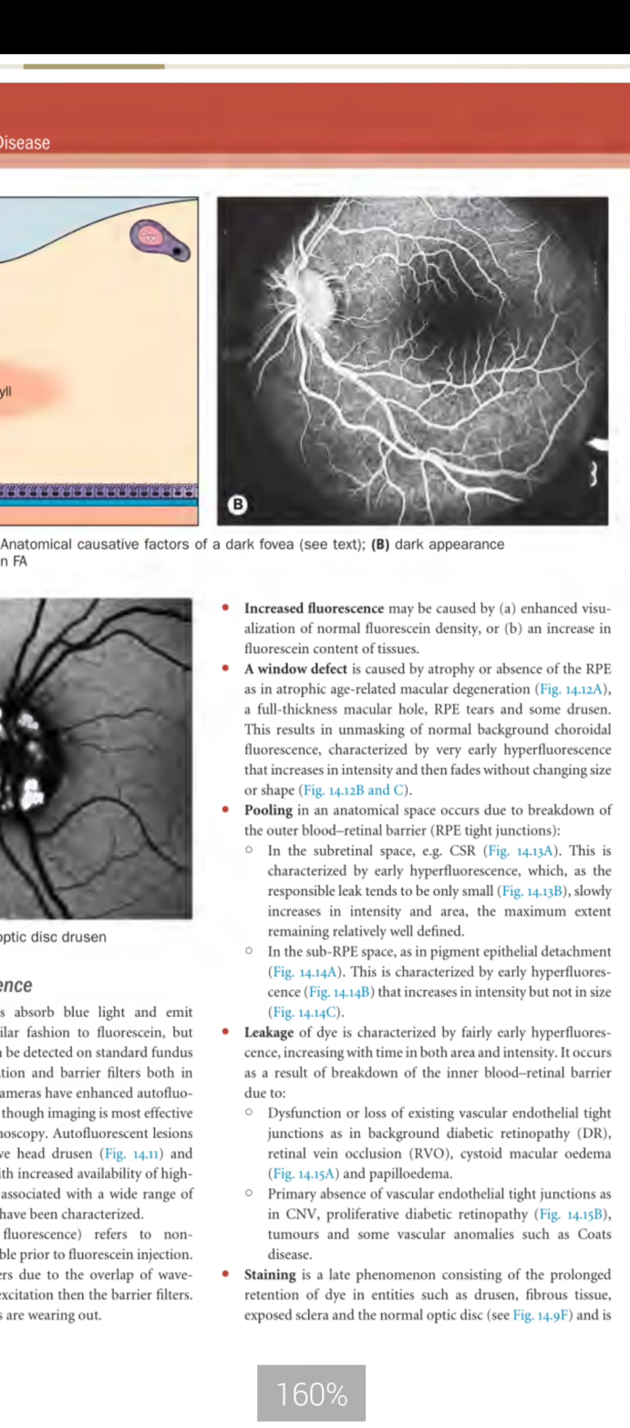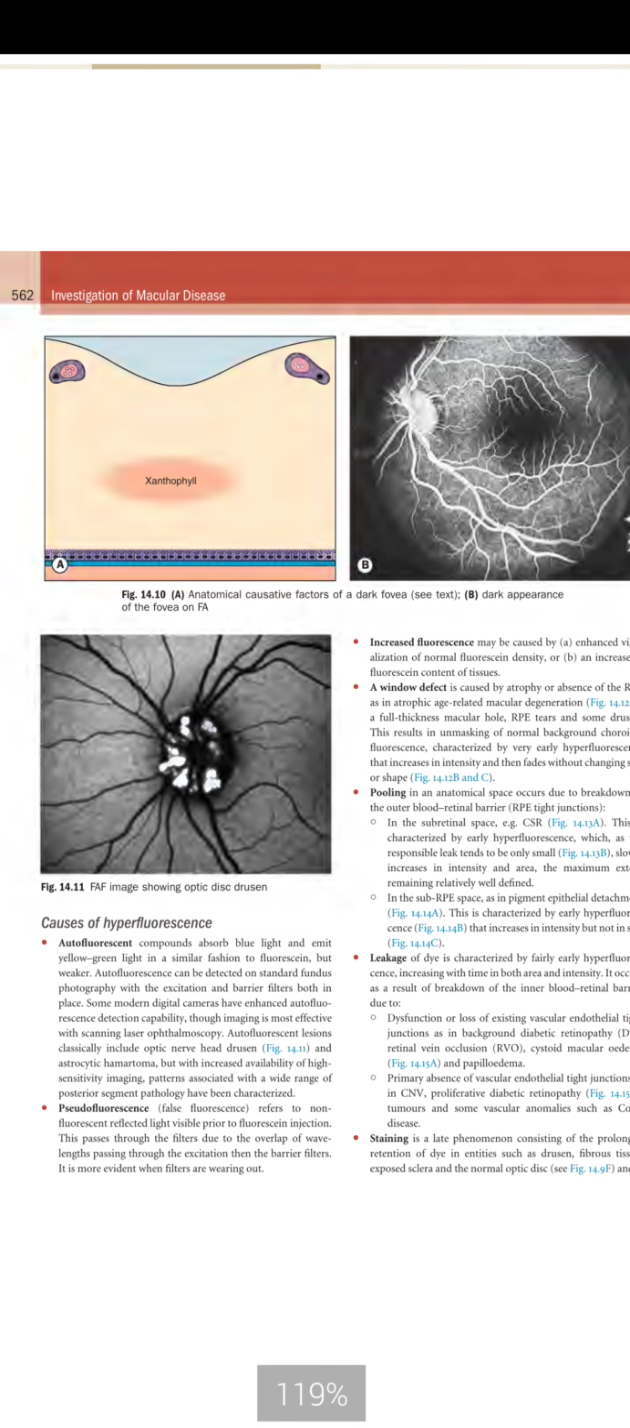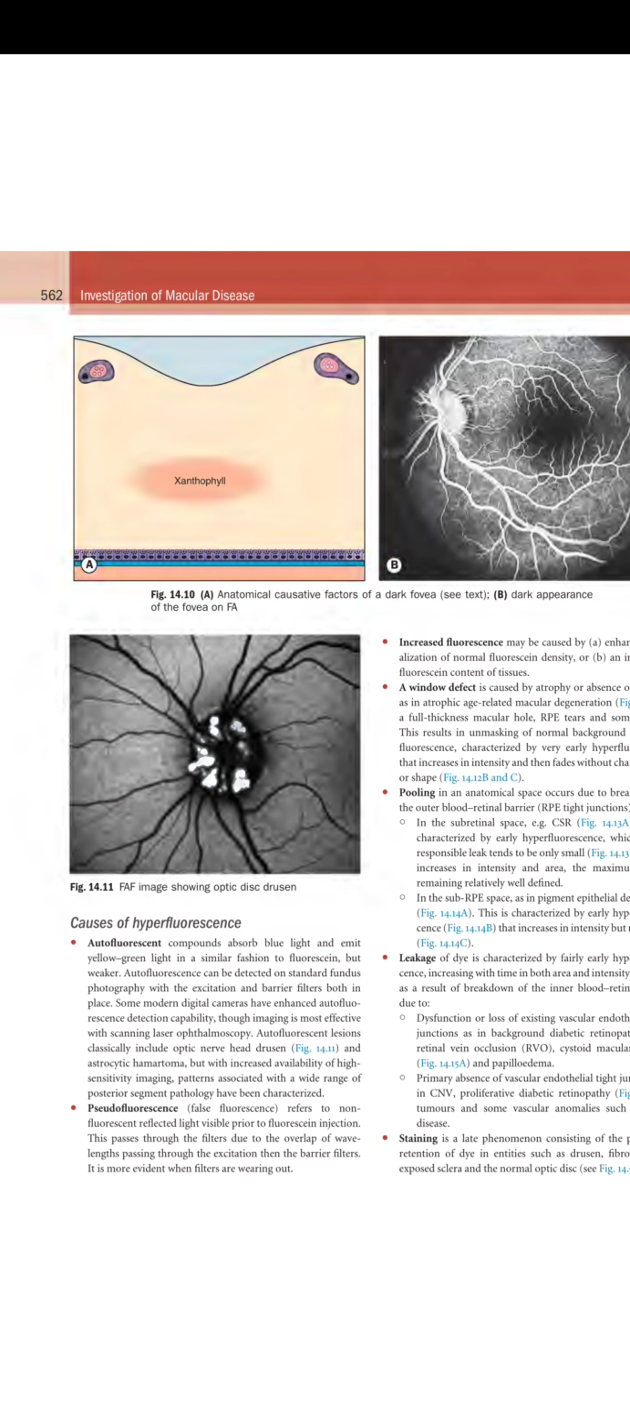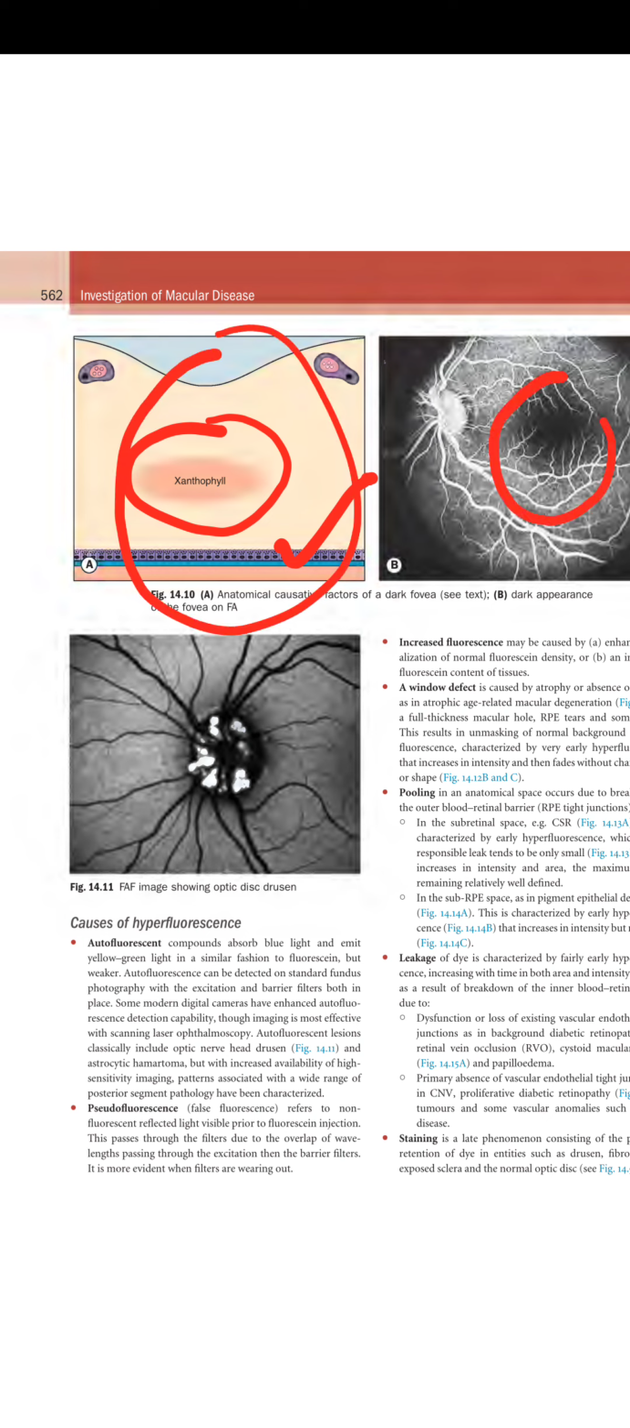So these are the anatomical causative factors of the dark fovea. There are xanthophyll pigments, there are RPE cells with abundant melanosomes, and there are no vessels here. So this is the foveal avascular zone.